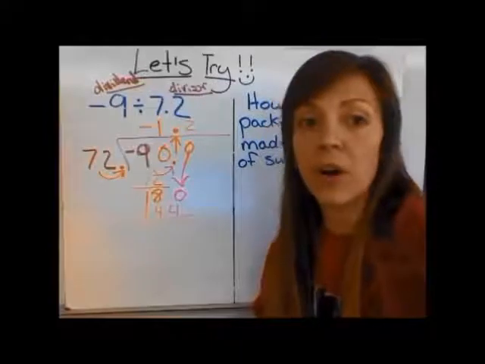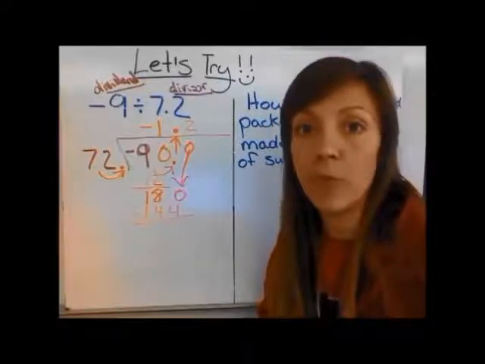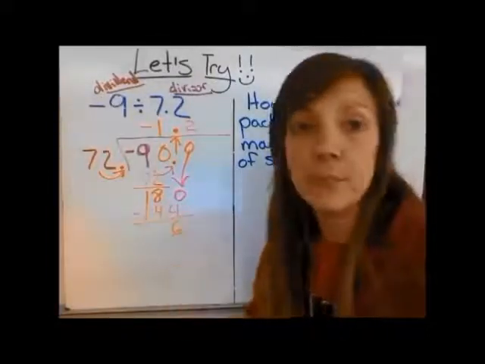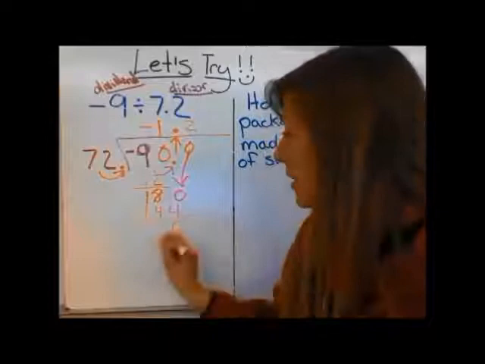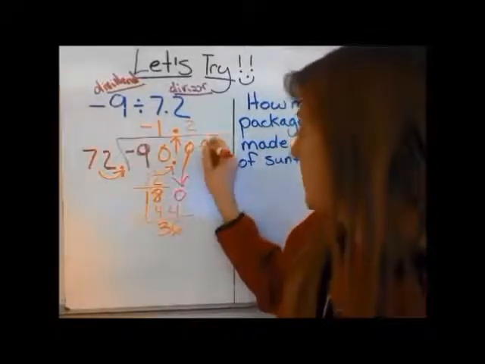I get 144, and if I take 144 from 180, the distance between 144 and 150 is 6, and the distance between 150 and 180 is 30. So I end up with 36. I bring down a 0.